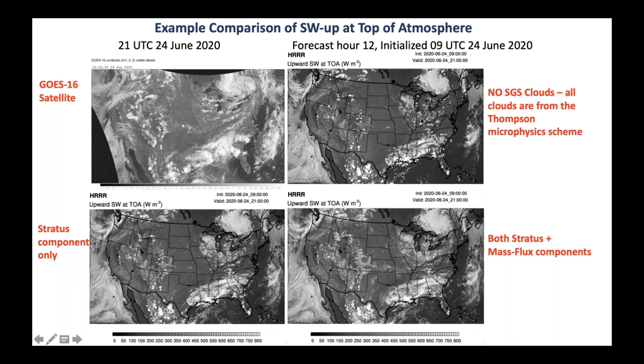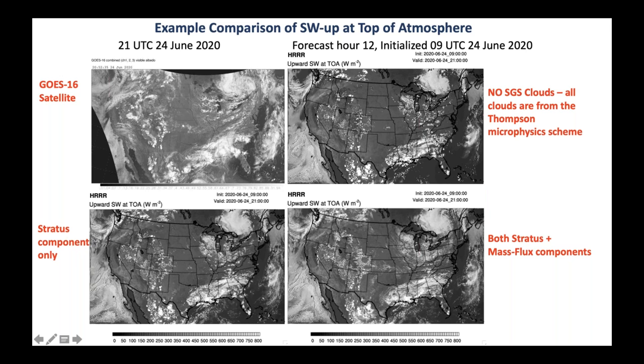Well, this configuration of the Heurlich right now does not allow any of our subgrid clouds from the stratus component or the mass flux to interact with the radiation. So all these clouds you're seeing here are simply saturated grid cells. So these are clouds produced by the Thompson microphysics scheme. And as you can expect, it's going to miss all of these shallow cumulus, basically, because they're produced by non-local fluxes of moisture, of course, and that's not the responsibility of the Thompson microphysics scheme alone to get.